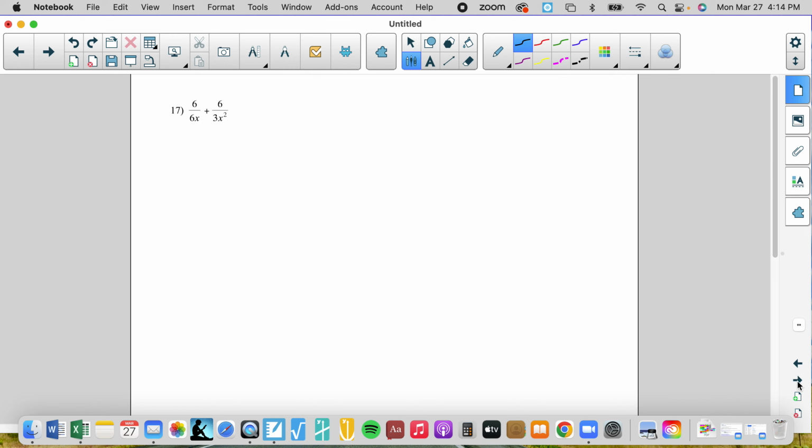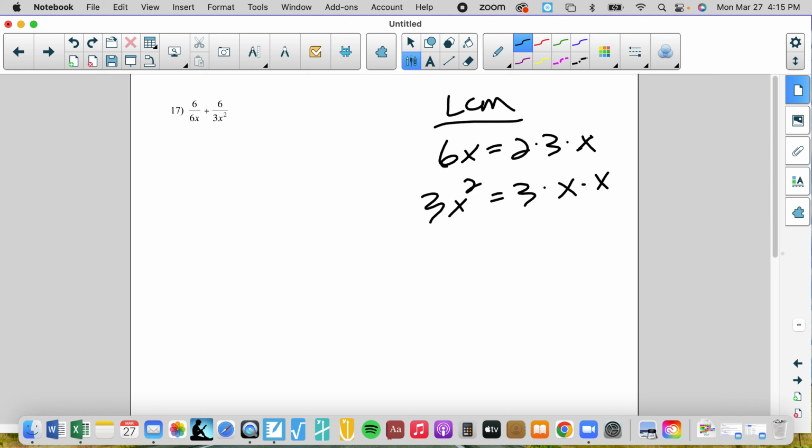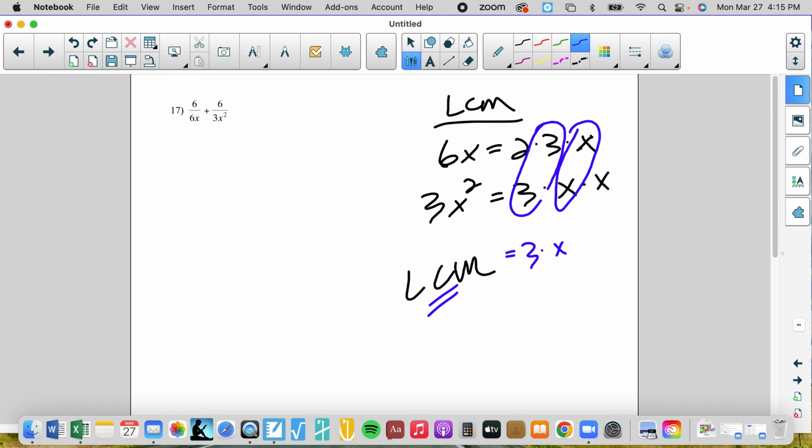6x and 3x squared is going to give me 6x squared. Let's do that LCM just so you can check it. 6x is 2 times 3 times x. 3x squared is 3 times x times x. LCM, what do they have in common? They have a 3 in common. They have an x in common. And then what do they have as leftovers? They have a 2 left over and an x left over. So my LCM is going to be 6x squared.